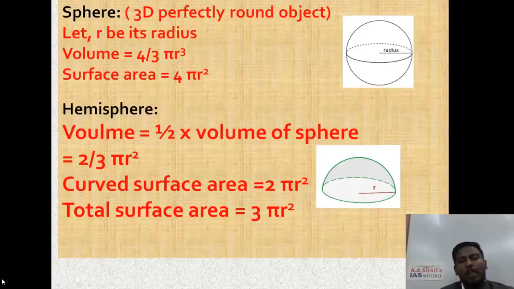Now in this case you can see, to find the total surface area, we need to add the upper curved surface area as well as the base, which is a circular area. The area of the upper curved surface is 2 pi r square, like you can see on your screen, and thus the total surface area becomes 3 pi r square. So this 3 pi r square came by the addition of 2 pi r square plus the base, which is pi r square. So the total surface area of this hemisphere becomes 3 pi r square.